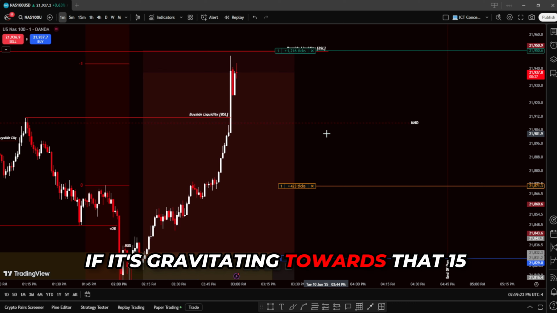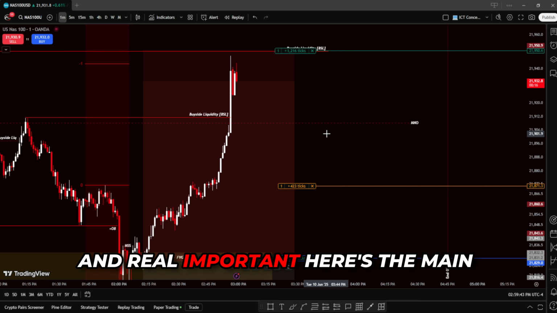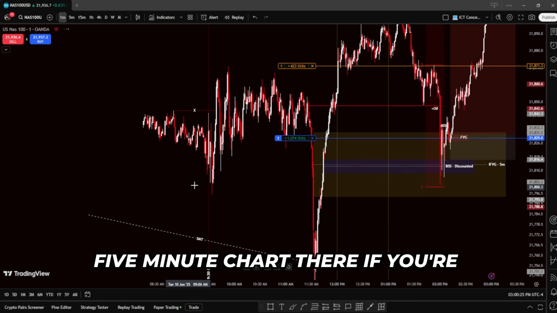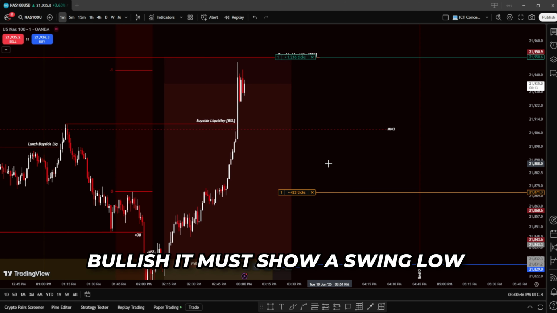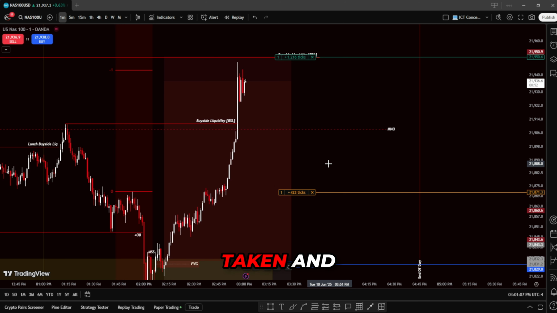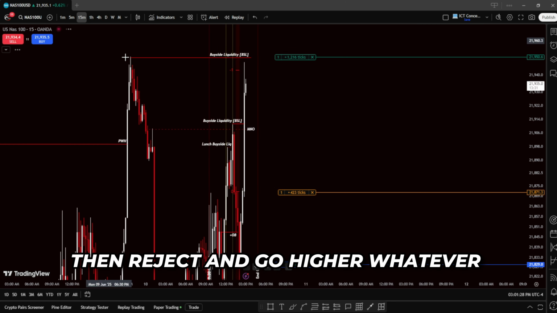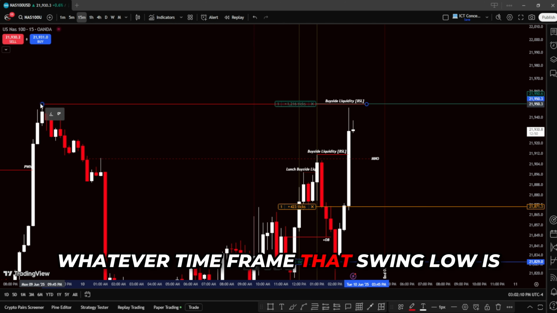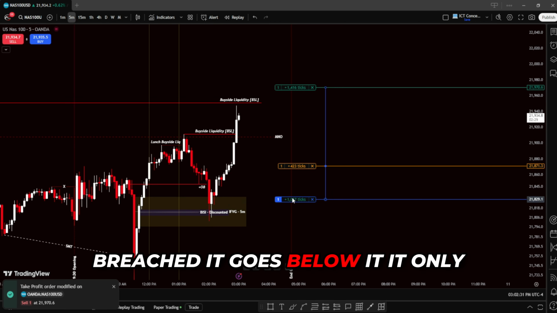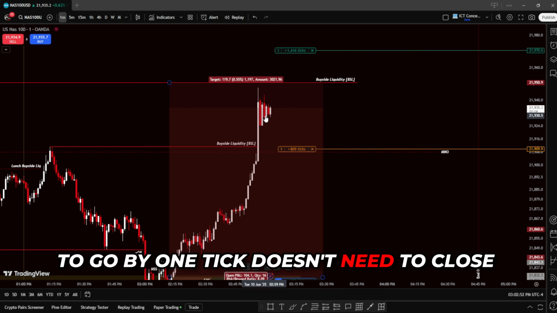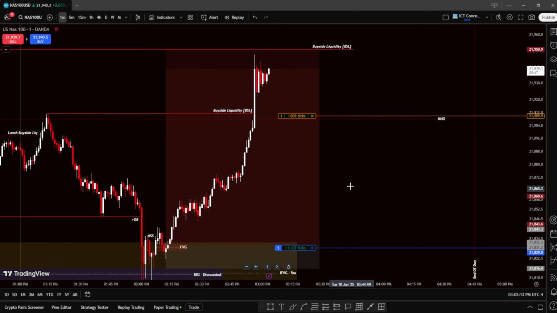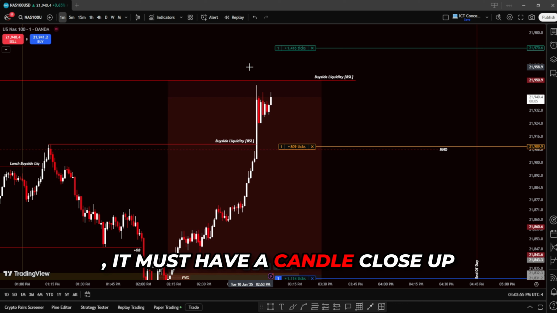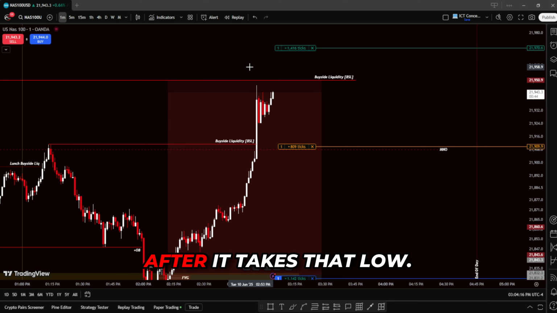If it's gravitating towards that 15-minute high, and here's the filter, folks, real important: on a 1 or 5-minute chart, if you're bullish, it must show a swing low taken and then reject and go higher. Whatever time frame, whether it be the 1-minute or 5-minute, that swing low is breached, it goes below it. It only needs to go by 1 tick. It doesn't need to close below it either. It just needs to go below it. That time frame that has the swing low must have a candle close up after it takes that low.